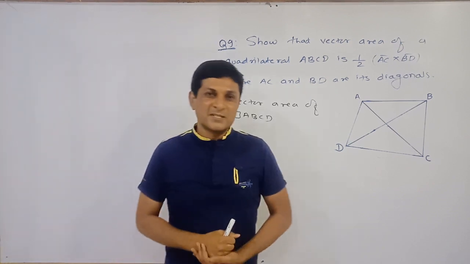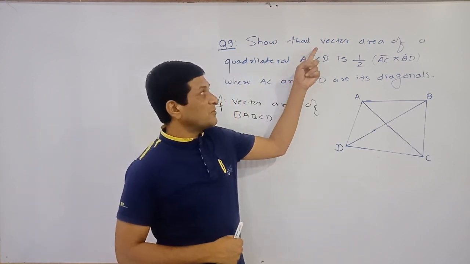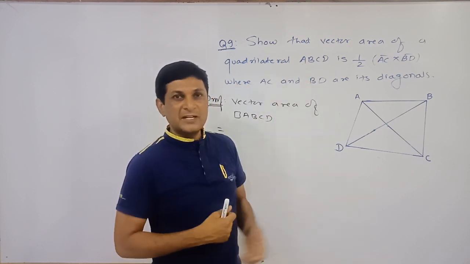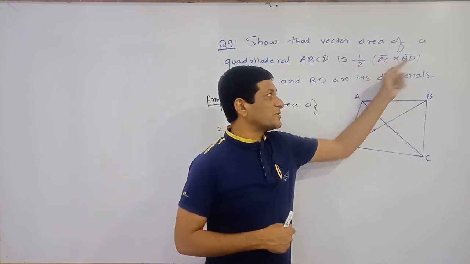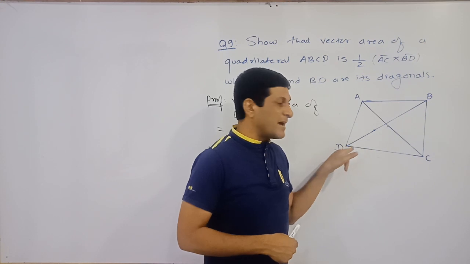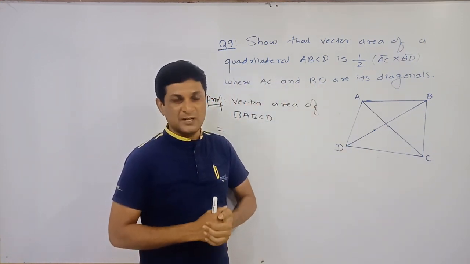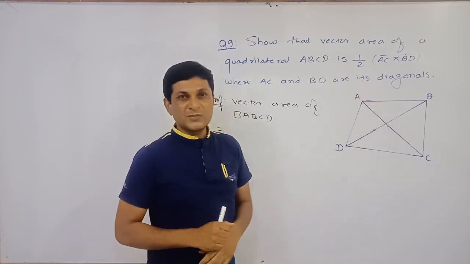So now let us discuss example number 9. In this example, we have to find out the vector area of a quadrilateral ABCD, and we have to prove that the vector area of a quadrilateral ABCD is equal to half AC bar cross BD bar, where AC bar is a vector along one diagonal and BD bar is a vector along the second diagonal, where AC and BD are its diagonals. So here we have to find out the vector area of this quadrilateral.